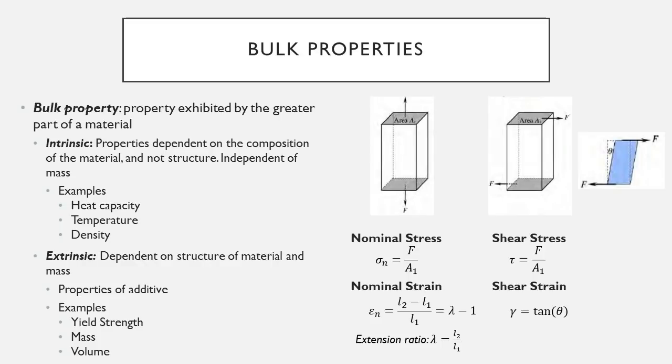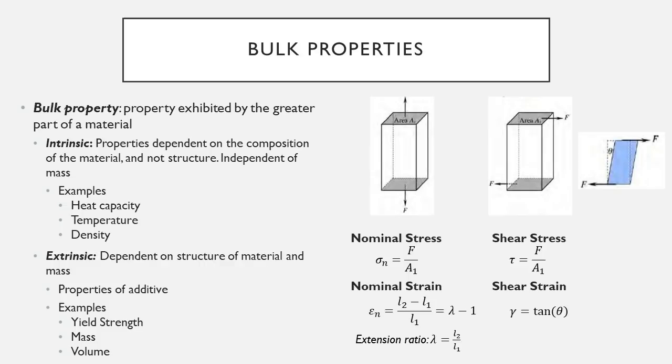You can always take a piece of metal and cut it in half, and it's going to be just as dense. It's going to have the same temperature as before, the same heat capacity. Whereas other properties that are extrinsic, that depend on the mass, are going to be halved or doubled if you either halve the amount of material or double that amount of material. So examples, and some of these we're going to cover in just the next few slides, are things like yield strength, mass, obviously, volume as well.